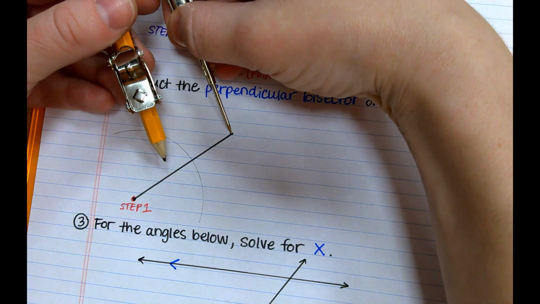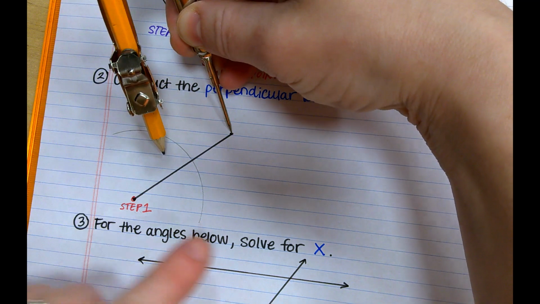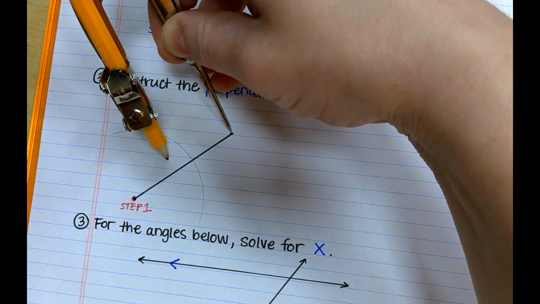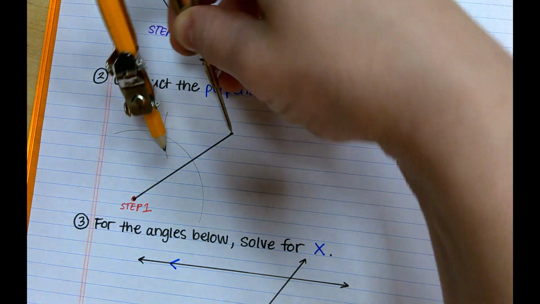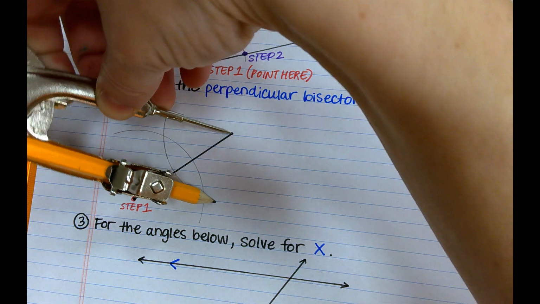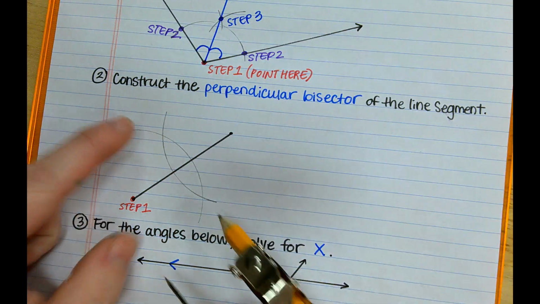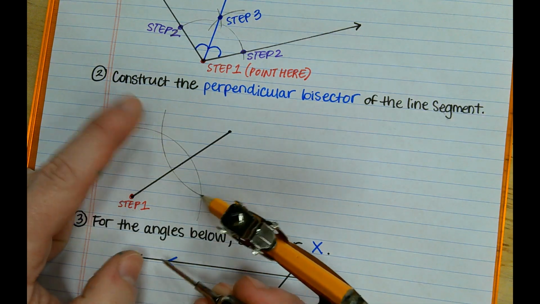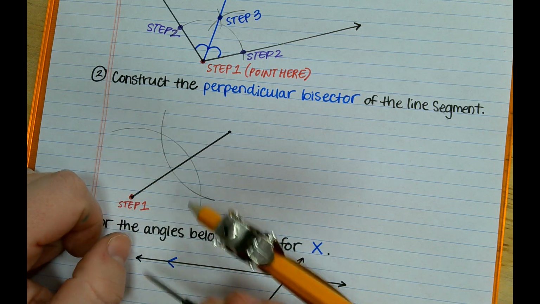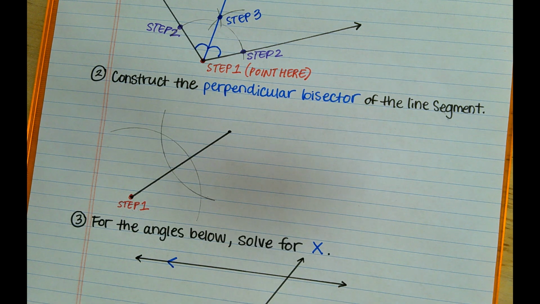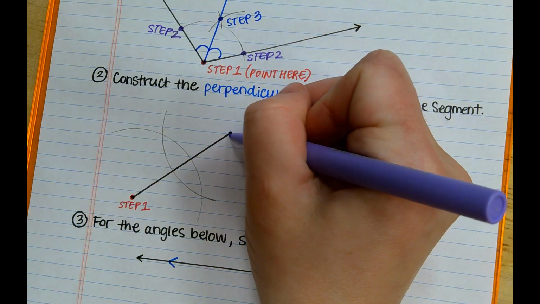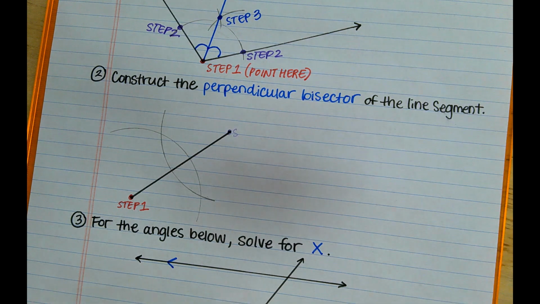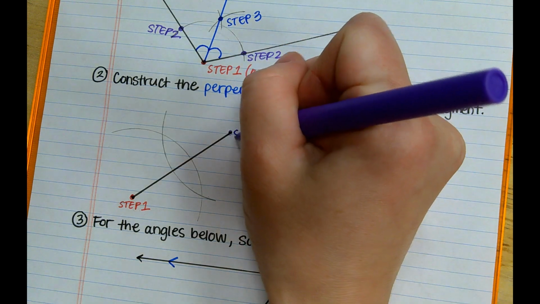You want it to be consistent, or else the line that goes through it won't be a perpendicular bisector. So now we just need to create another arc so that we have two intersections, one above our line and one below our line. So I'm going to mark that here with step two, and these could be reversed. It doesn't matter which endpoint you do first, as long as you do them both.